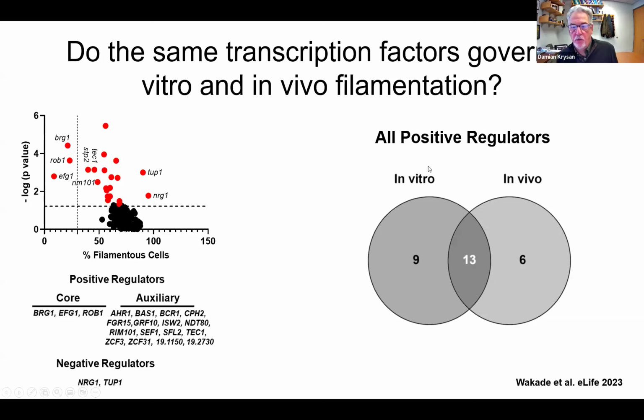And when we look at this data overall, we found that there were 13 regulators that were in common between in vitro and in vivo, but there were 9 that only appeared to regulate filamentation under in vitro conditions, and 6 that had an effect in vivo, but not under any in vitro conditions that we could see in the literature.